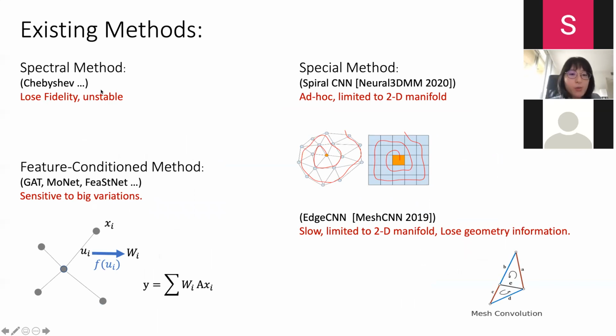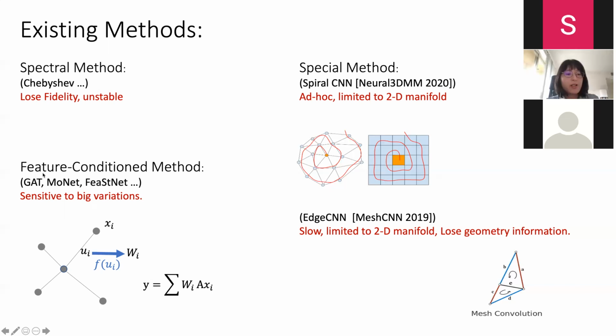So one school of method uses the spectral approach. I call them spectral methods. They map the features to the spectrum space and use kernels like Chebyshev. However, if you do experiments to train an autoencoder with this kind of method, you can see that sometimes they lose fidelity and sometimes the training is not stable.